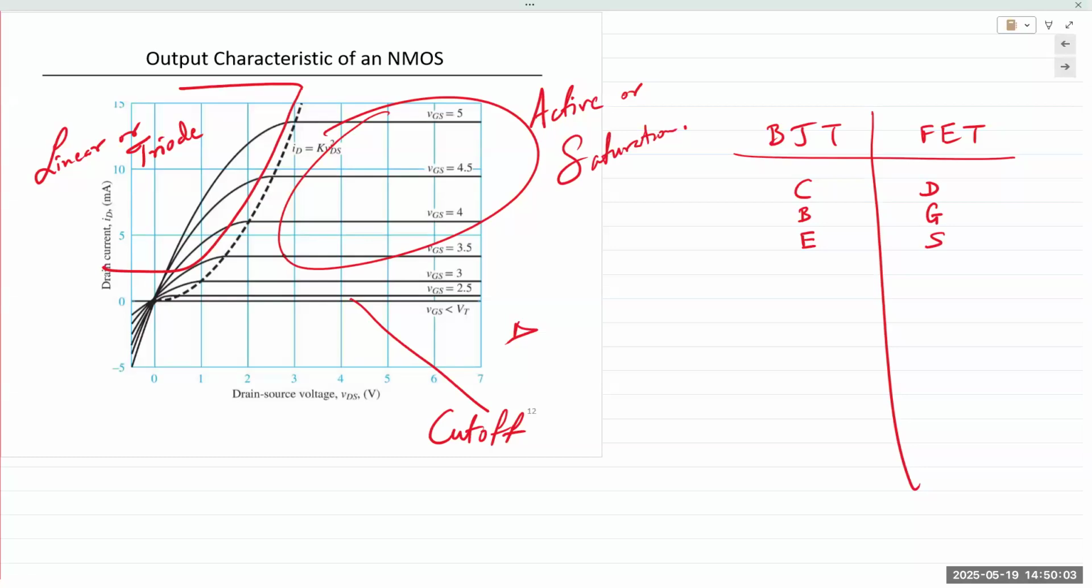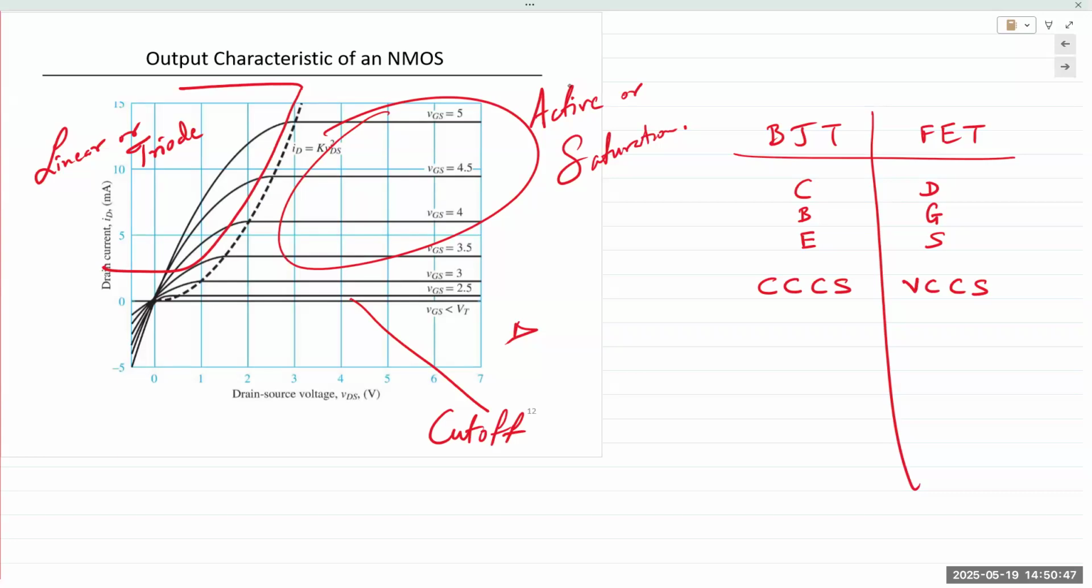So the BJT behaves like a current source, but it's controlled by the base current IB. So the BJT can be modeled as a current controlled current source, because the output current is controlled by the base current IB. Whereas a MOSFET or an FET is a voltage controlled current source. A BJT is primarily a current control device. A FET or MOSFET is primarily a voltage control device. Application of electric field, field effect transistor, right?